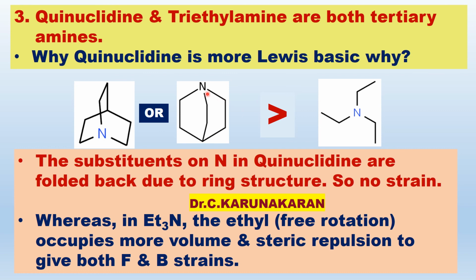Due to the ring structure, the substituents are folded back. Whereas in triethylamine, there is a C-C single bond, so there will be free rotation. The free rotation occupies more volume and causes more steric repulsion behind as well as front strain. So in triethylamine, the ethyl free rotation occupies more volume, giving both front and back strains.